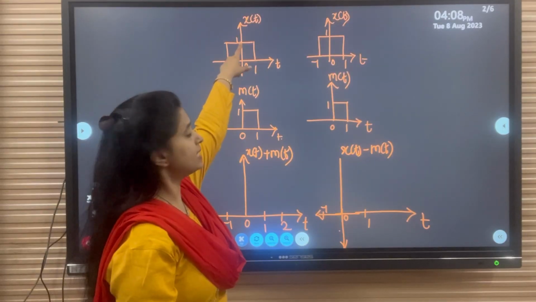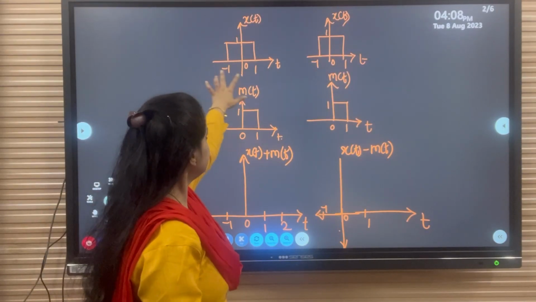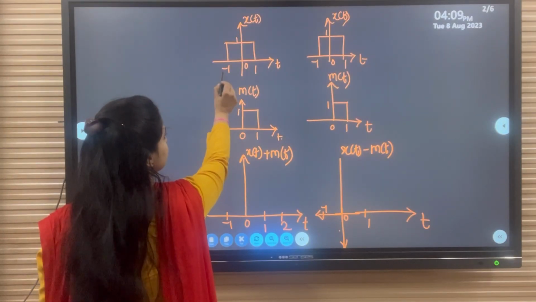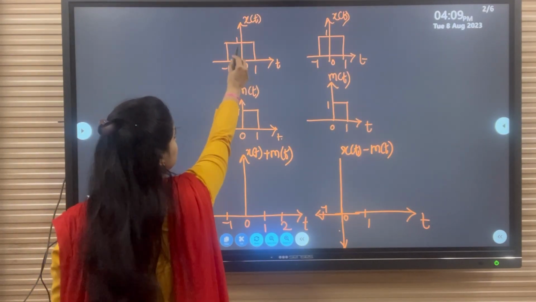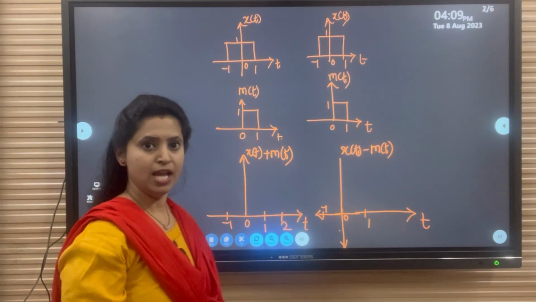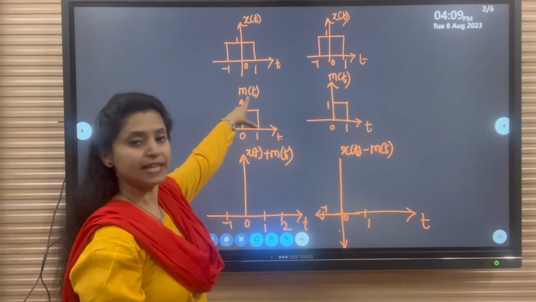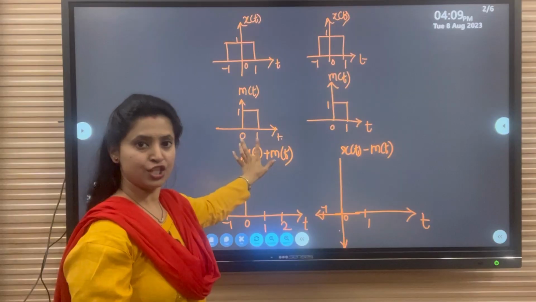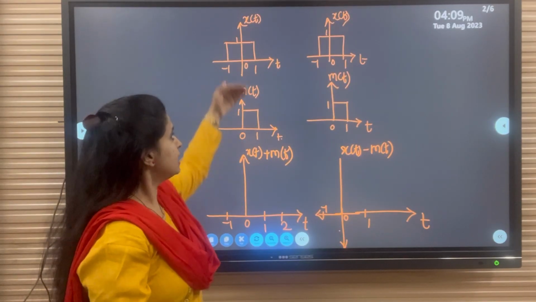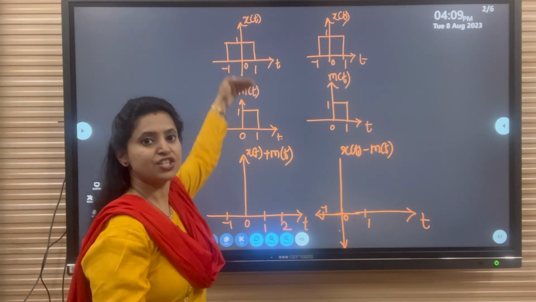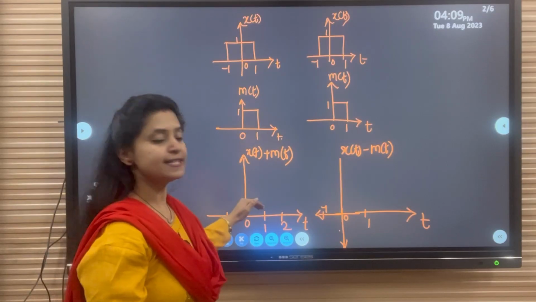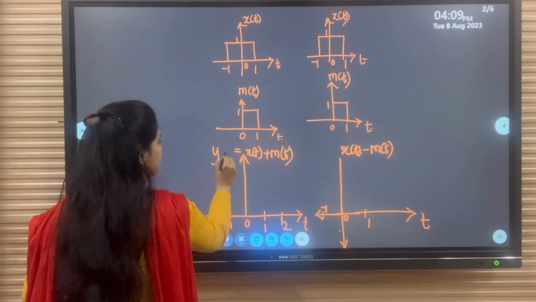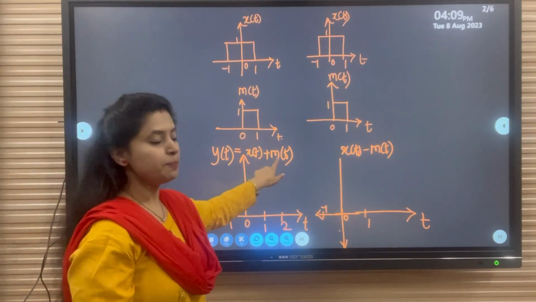So first of all, here I have drawn a signal x of t. This signal is continuous time signal which is available in the range -1 to +1 with the amplitude 1. Suppose one more signal we are having, that is m of t. Now this signal is available in the range 0 to 1 with amplitude 1. Now if I want to perform addition of these two signals, then it is possible, and this is my new signal y of t, which is equal to x of t plus m of t.